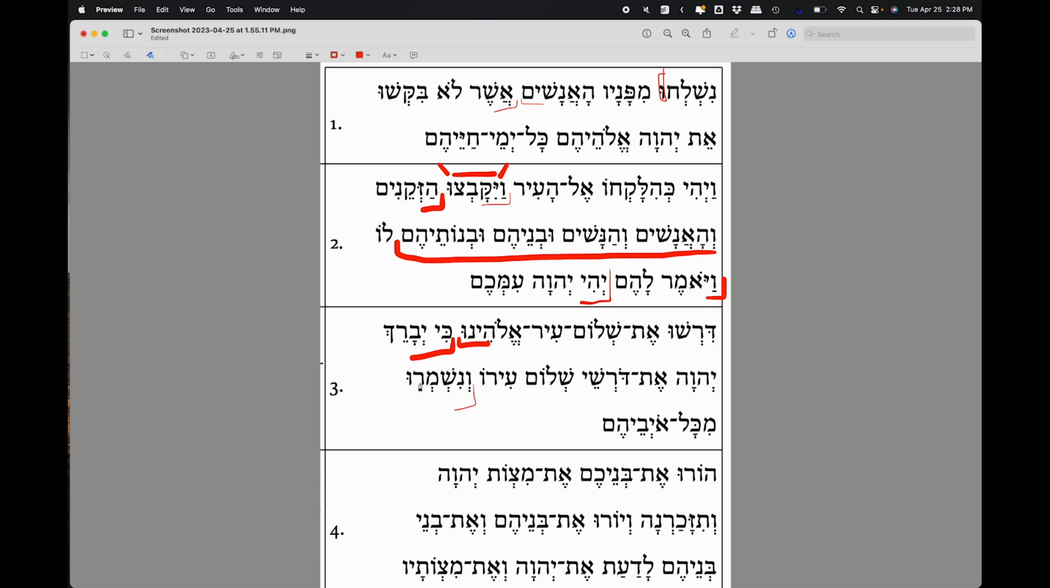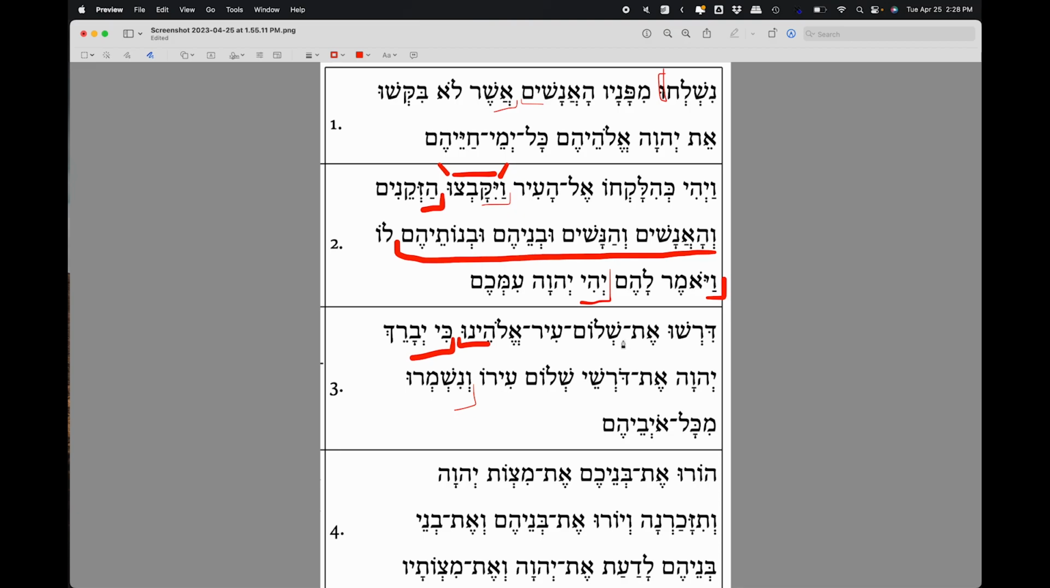So shamar is he kept or he guarded. Nishmeru would be they were kept or they were guarded. Mikol, from all of, oyeveihem, all of their enemies. So they were guarded is the perfect, if this were a vav conjunction. But if this is a vav relative, then it would be they will be guarded from all of their enemies. And that fits the context better here. So we'll treat this as a vav relative on a perfect form.